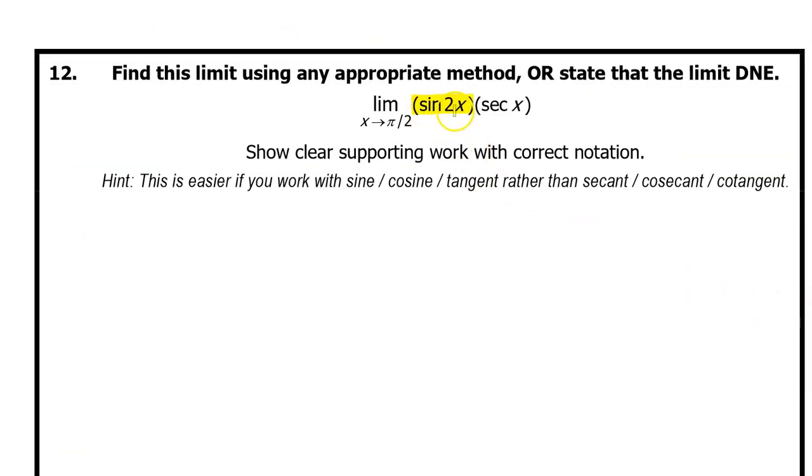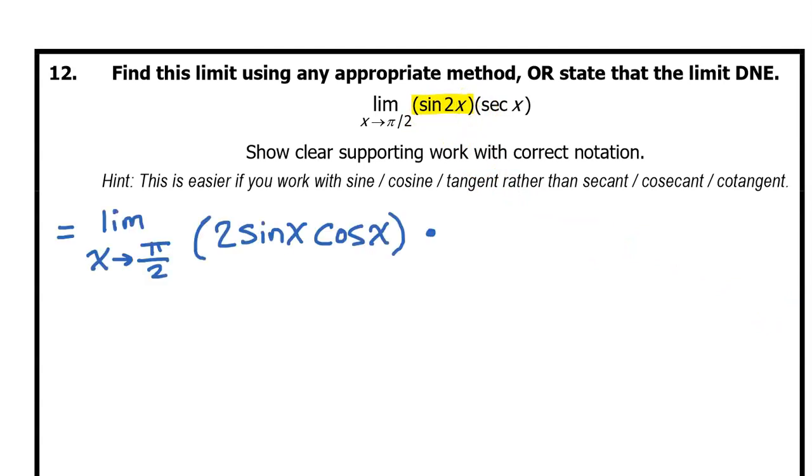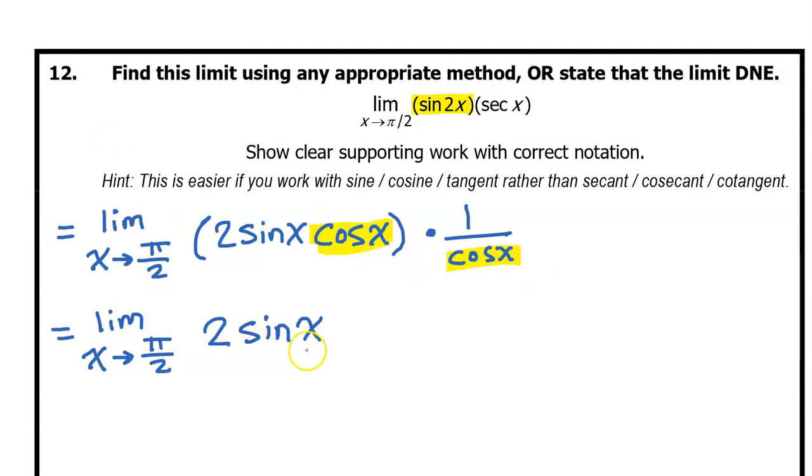So the sine of 2x will be 2 sine x cosine x. And then secant is 1 over cosine. So let's go ahead and do 1 over cosine. Notice that we have cosine in the numerator and cosine in the denominator. So these will cancel each other out. So now I just have this. But this is perfect for direct substitution.